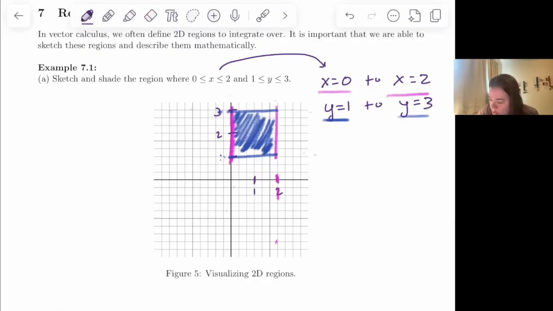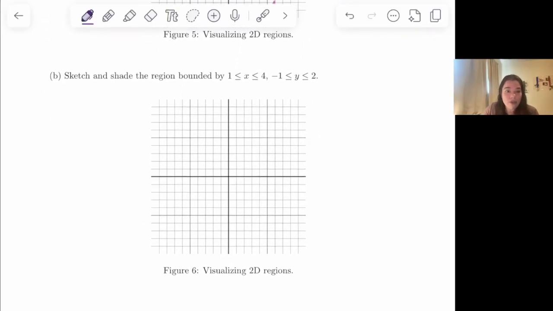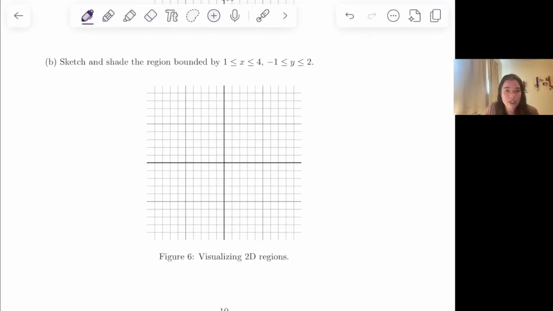Obviously easier to do with a tablet than it is on pen and paper. But there it is. We have sketched and shaded the region described by the given inequalities. As you can see, that's why we call this a rectangular region. The shape made for us was a rectangle. Let's practice one more. It doesn't get too much more difficult than that to sketch a rectangular region.